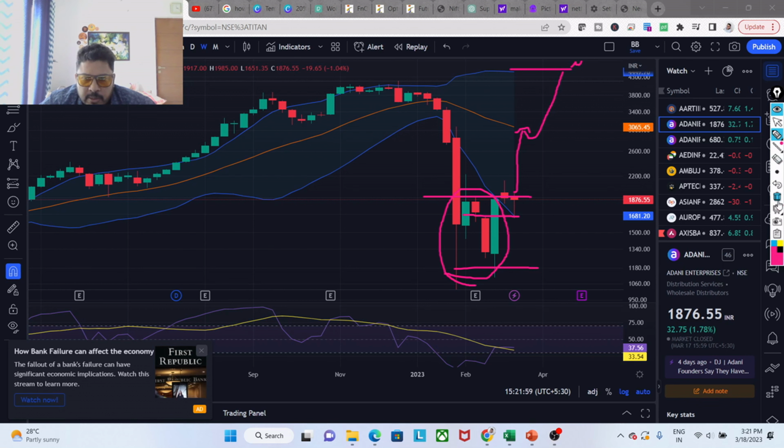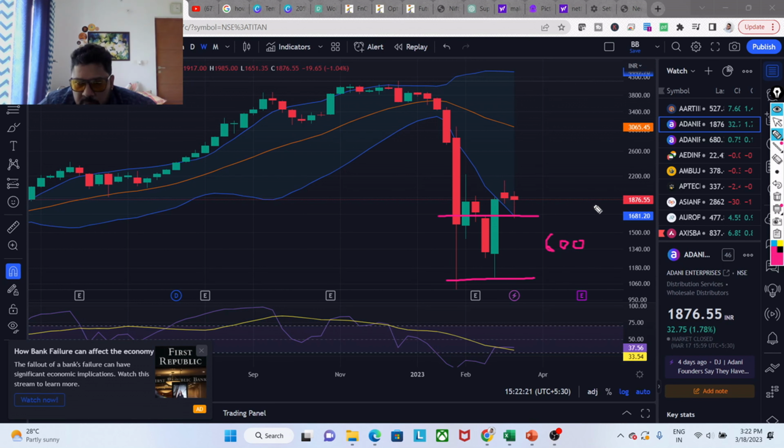But here you have to be careful with your stop loss. The stop loss has to be below this candle. This is your stop loss, which is 1681 minus 1600, a 600 point stop loss, is what you can put if you are investing on a weekly basis. And suppose whatever is your risk capacity you are taking, 10,000 by 600, so you can take up to 6 quantity of Adani Enterprises.